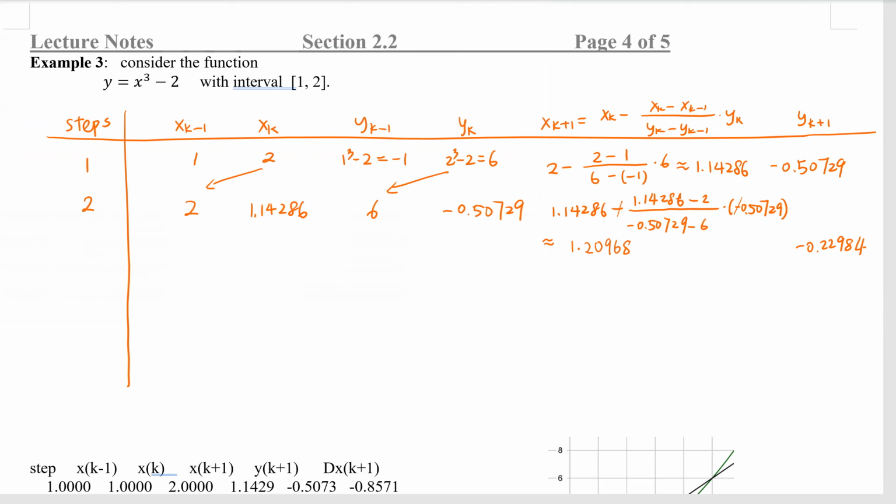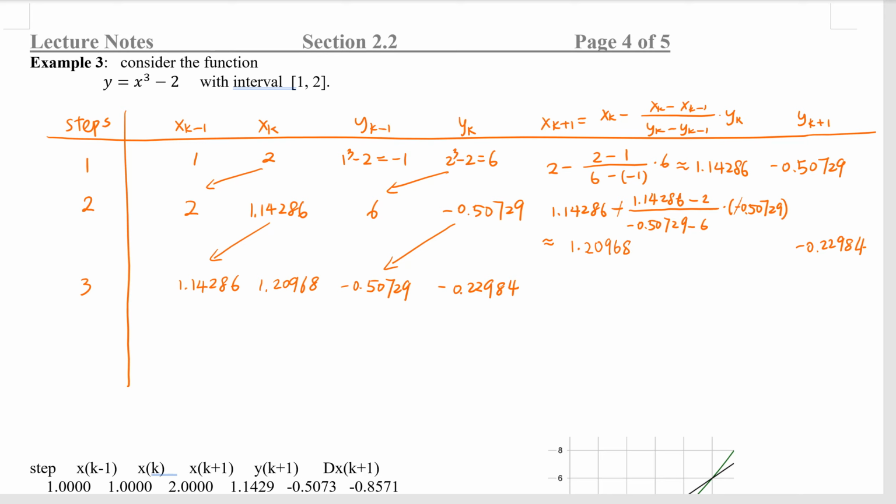So far, so good, everybody. Okay, next step. We're gonna shift this guy here, 1.14286, and then here is gonna be 1.20968. Here, shift it here, minus 0.50729. YK is negative 0.22984. Because we are working with a lot of numbers, we have to be very, very careful.